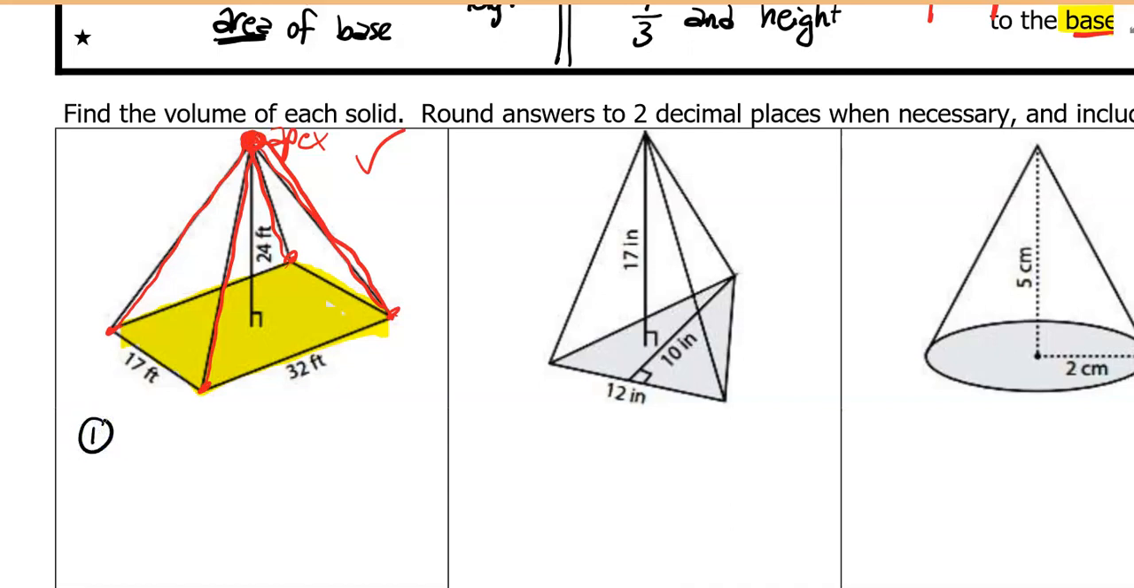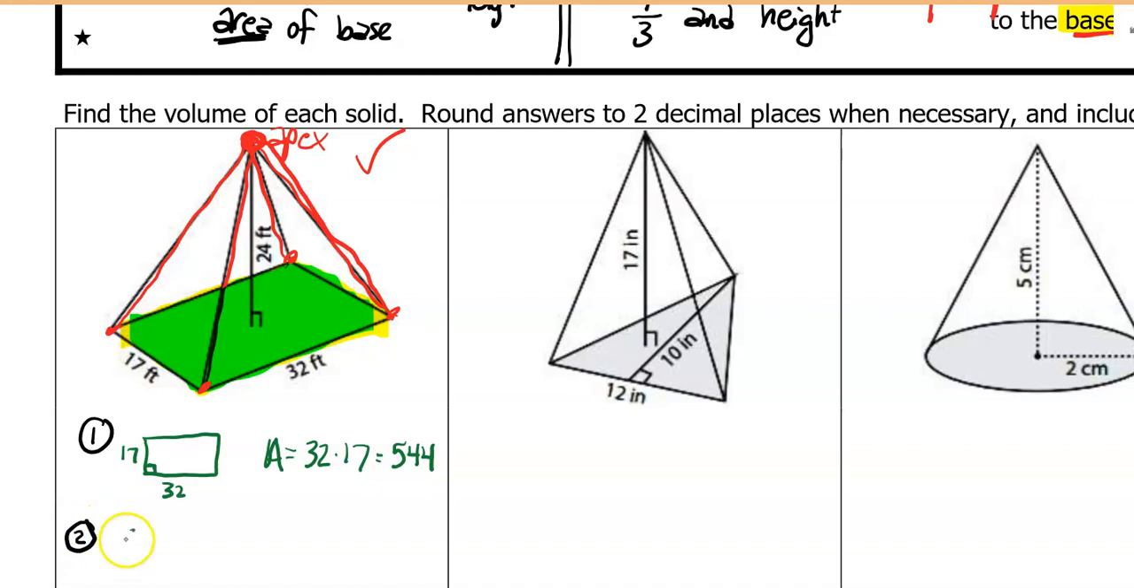First, let me make that green. Let's focus on this green rectangle and ignore the rest of the shape for now. That rectangle is 32 feet across, 17 feet the other direction, and we have right angles because we have rectangles there. So the area, little b times h, 32 times 17, which is 544. So in order to find volume, we started off by finding an area. Now we're ready to take it to step 2 to find the volume.